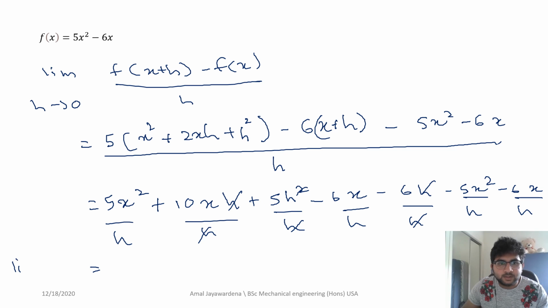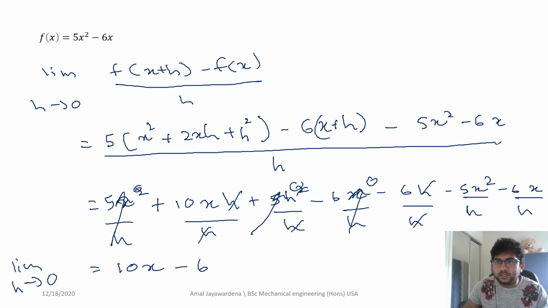So the limit as h goes to 0. Here is h on the numerator, so it's going to be 0. There is no h in the second term, so it's going to be 10x. There is an h on the numerator, so it's going to be 0, and then minus 6. So this is minus 6. So this is going to be the answer for this question, 10x minus 6.